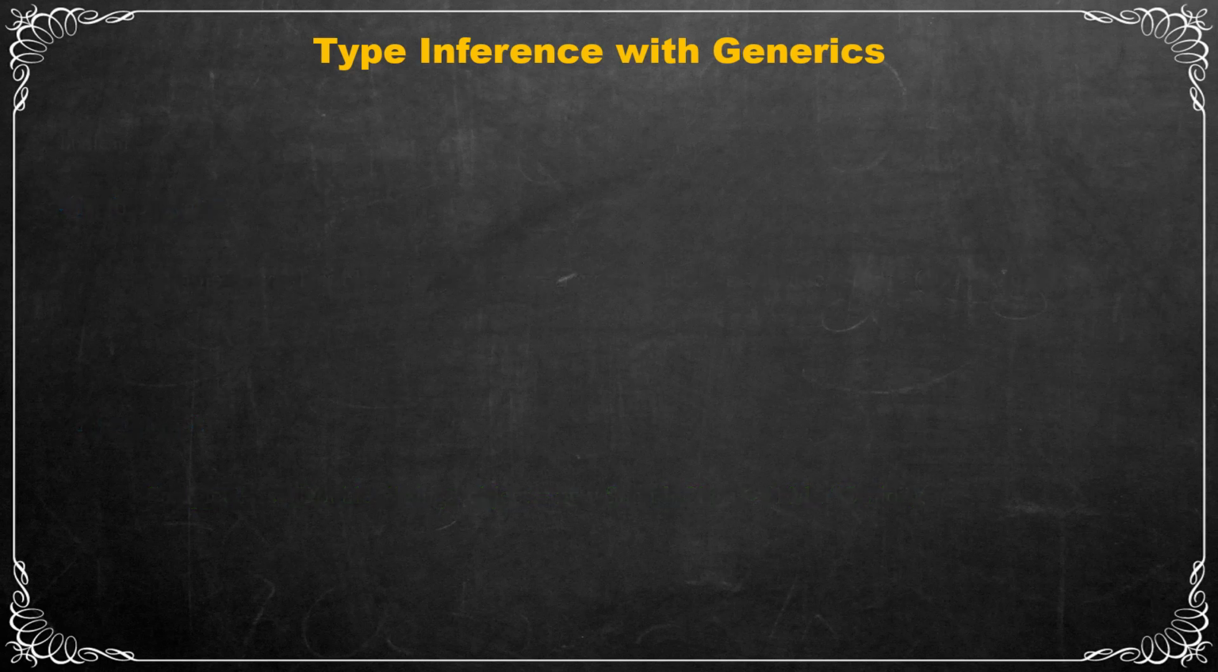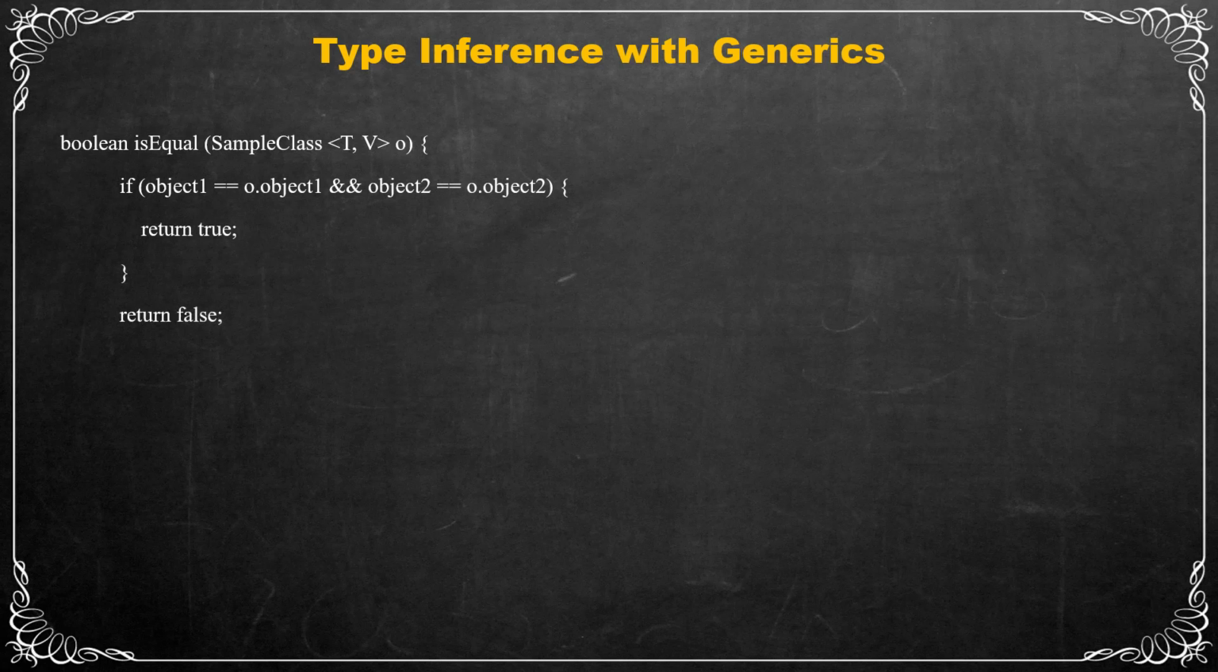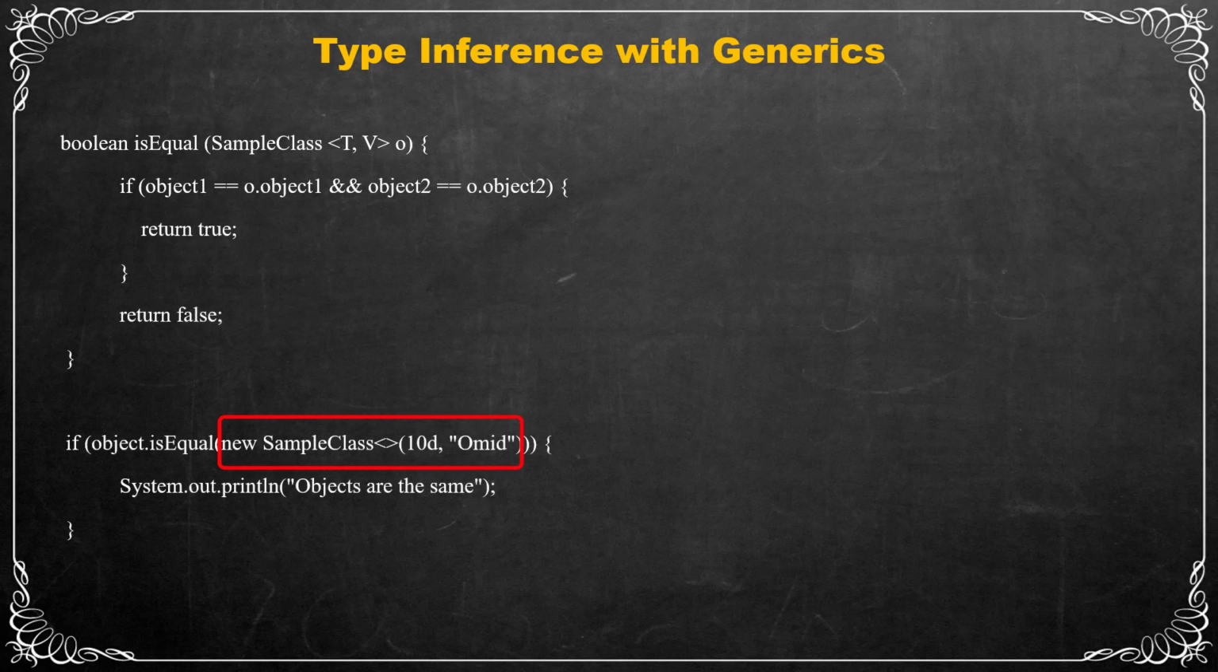Type inference can also be applied to parameter passing. Here, the type arguments for the argument passed to the isEqual method can be inferred from the parameter's type.